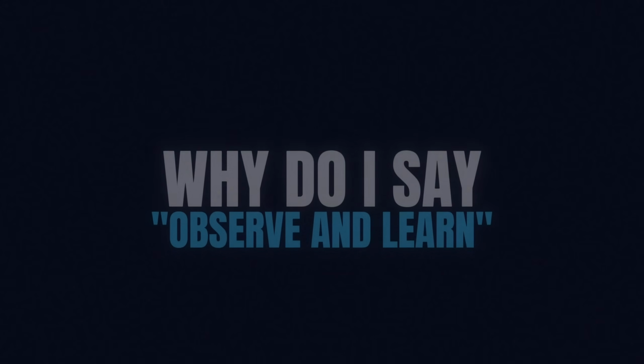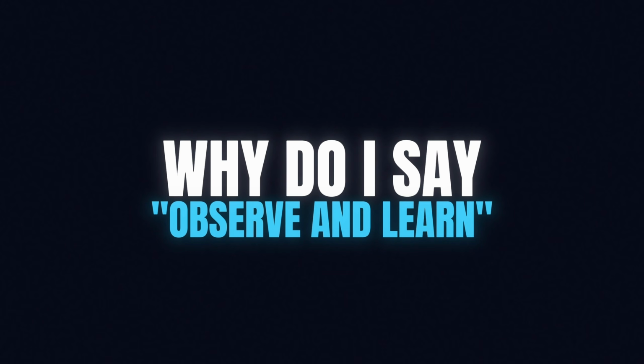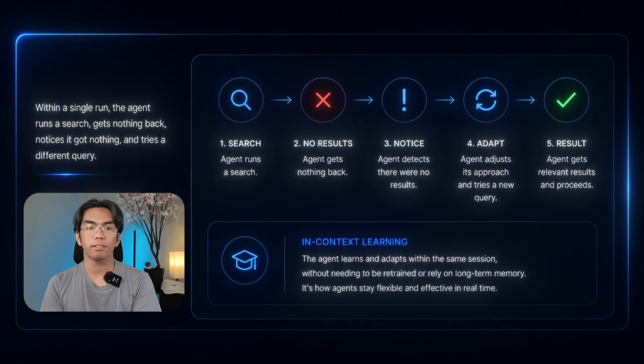All right, let's go over this quickly because people always ask me this. Why do I say observe and learn? Why 2 words? Because there are actually 2 timescales of learning happening. The first is within a single run. The agent runs a search, gets nothing back, notices it got nothing and tries a different query. That's the agent learning inside one session. We call that in-context learning, and it's fundamental to what makes agents adaptive in the moment.